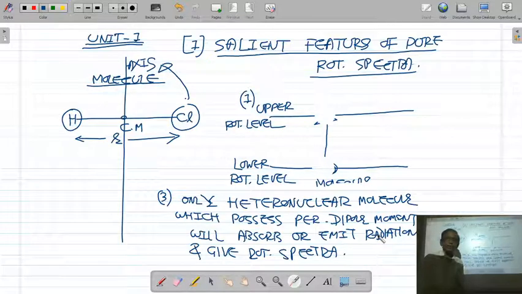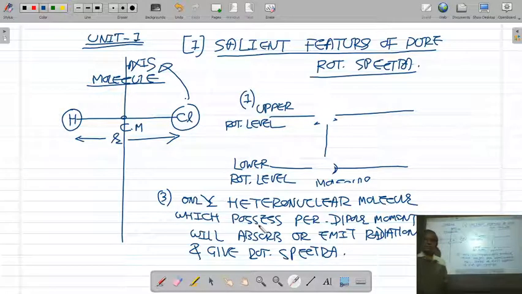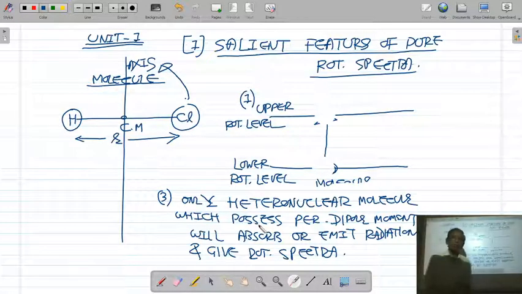It means homonuclear molecules do not give rotational spectra because homonuclear molecules do not possess a permanent dipole moment. So only heteronuclear molecules which possess a permanent dipole moment will give the rotational spectra.